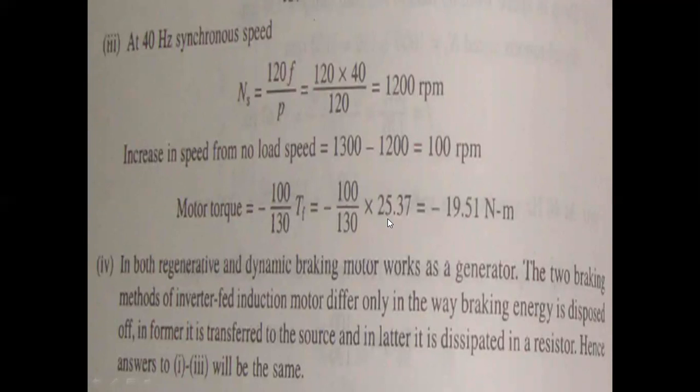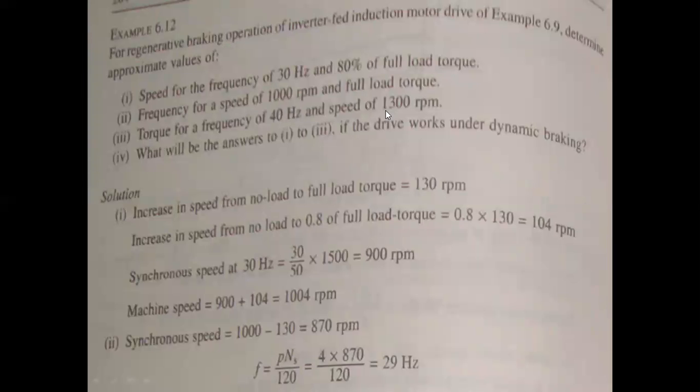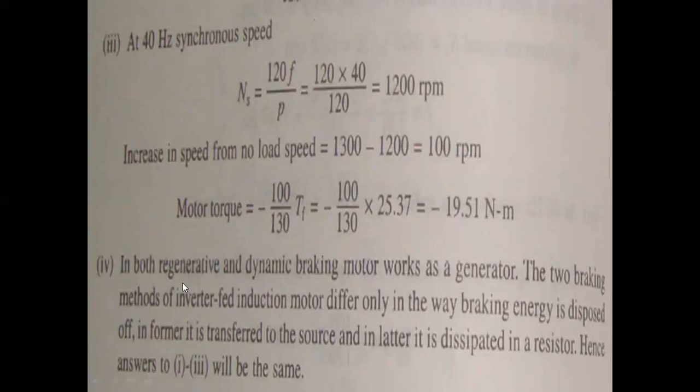So see here, for the motor torque, first we have to find out the frequency at 40 Hz. Ns is equal to 120 f by p at 40 Hz. What is the speed we have to find out? 1200 rpm. So see here, when the speed is increased from no load, actually the given speed is 1300 rpm. At 40 Hz you are getting 1200 rpm.